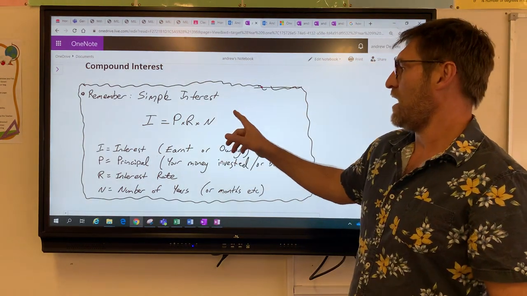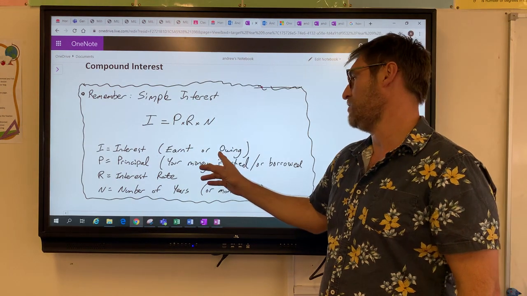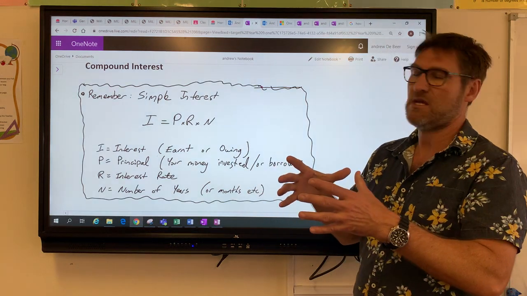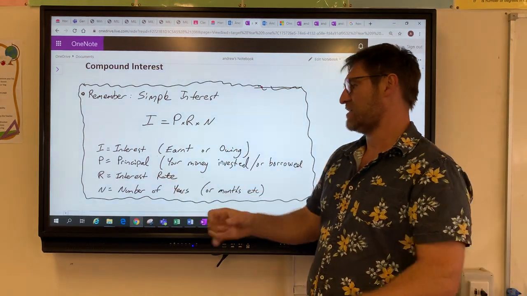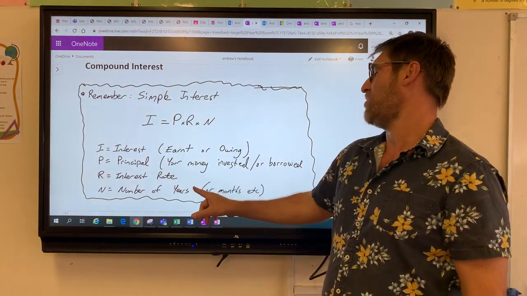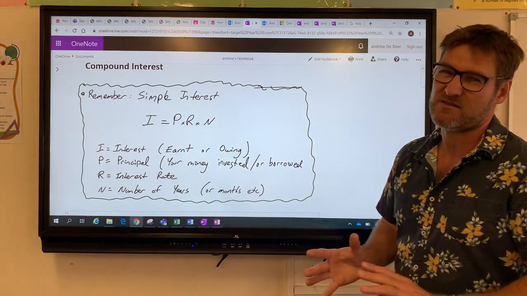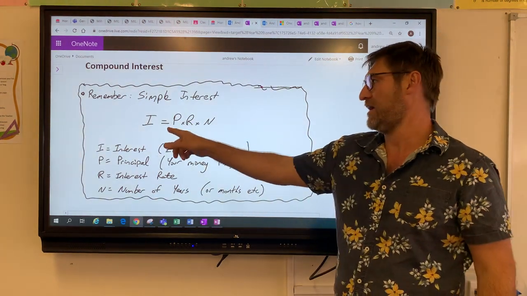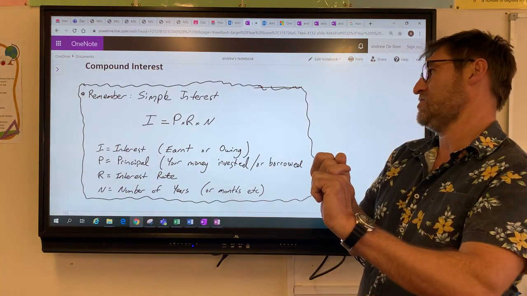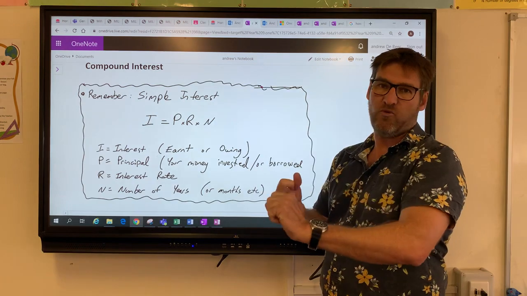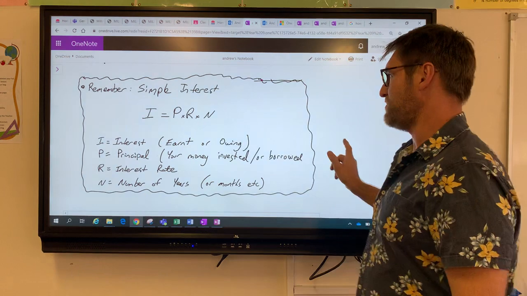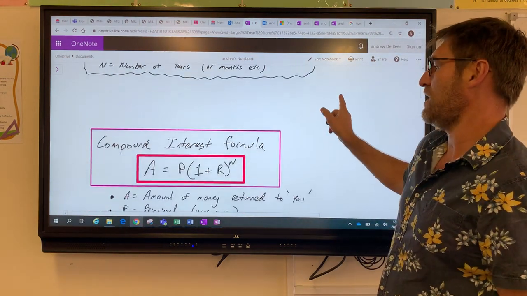Simple interest: the interest you're going to make, or you might owe. You take the principal amount of money, times it by the interest rate, which could come out as a decimal, fraction or percentage, and you times it by the number of years or months, or whatever time frame you're talking about. So I equals PRN is the formula we've used. The interest you're going to get: take the amount of money you have, $5,000, times it by 3%, times it by 4 years, chuck it in your calculator, job done. Just remember that your simple interest before we have a crack at the compound interest formula.